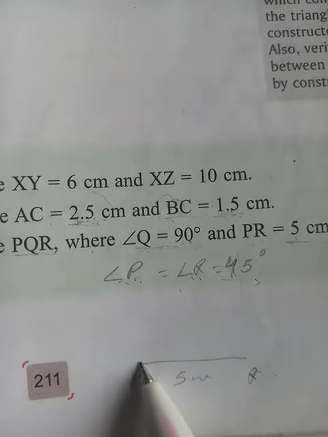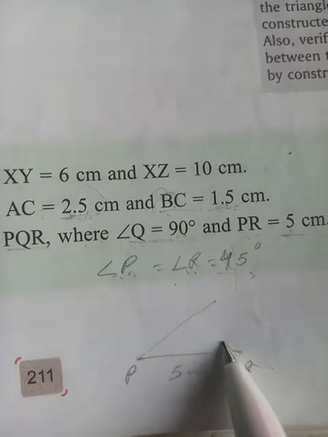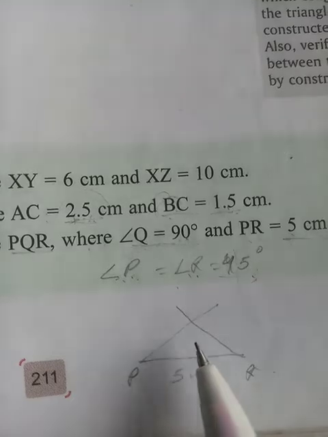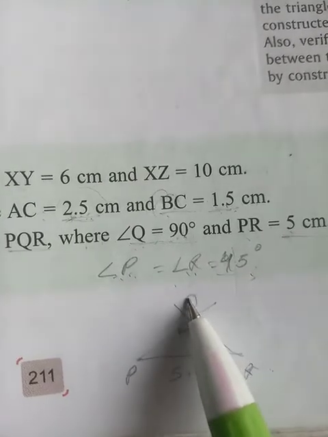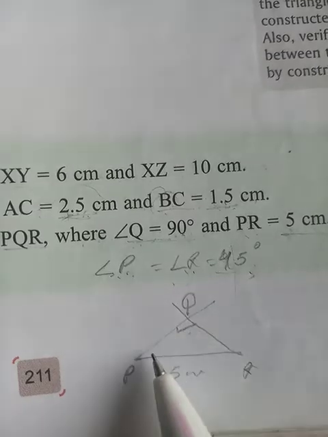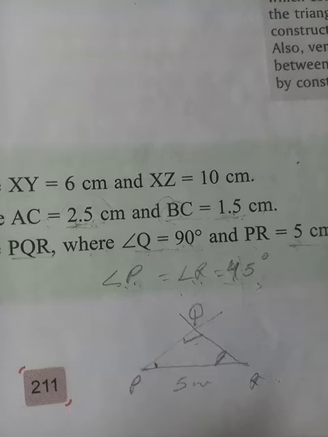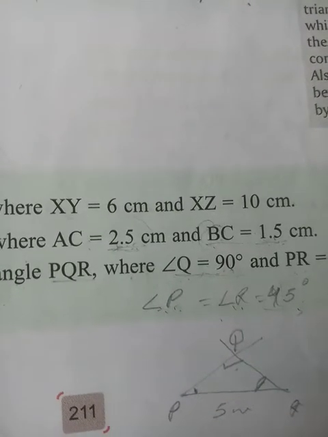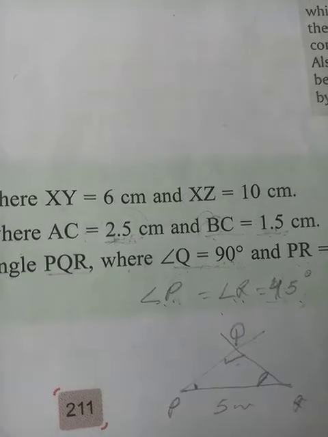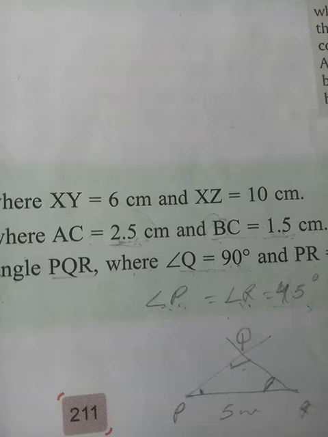I need to construct the angle of 45 degree here, and on this point also I have to construct the angle of 45 degree. Then angle Q will automatically be 90 degree if you construct this 45 degree angle and this 45 degree angle. Clear? I hope you understood how to do it, and I hope you will be able to complete this exercise by yourself by constructing sum number 2 and sum number 3.